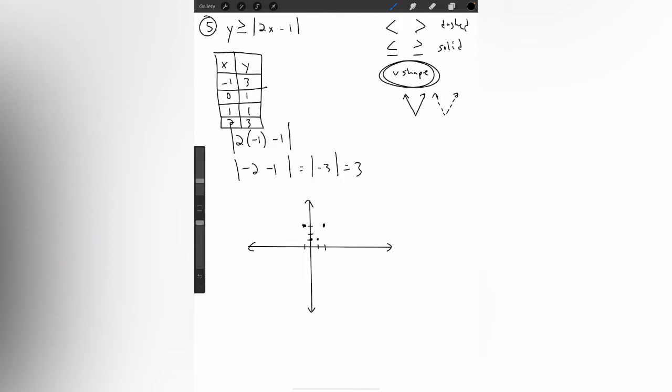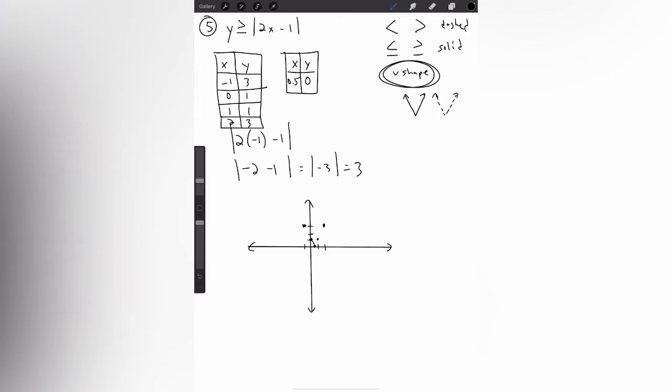So I haven't found my vertex, but I think my vertex is going to be right here at 0.5. That's the way it looks. And maybe if I substitute in 0.5, I'll add another value onto my XY table. 2 times 0.5 is 1. 1 minus 1 is 0. Absolute value is 0, so that's exactly what it gives me.